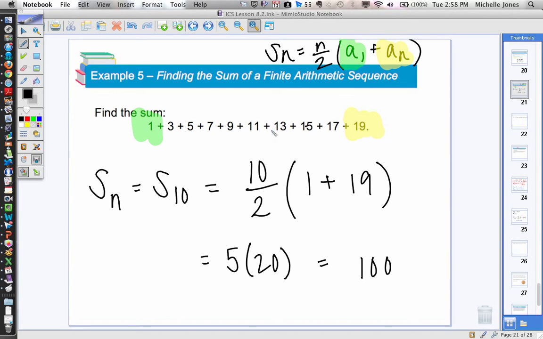So we have 10 terms, count them up, 10. So we're going to have the sum of 10 terms, S sub 10. n is the number of terms. So we have 10 terms. So that's 10 divided by 2, which gives us 5. And then our first term is 1, highlighted in green, and our last term is 19, highlighted in yellow. So add those together and get 20. So 5 times 20 is 100. So if you were to add up all 10 of those numbers, the sum would be 100.